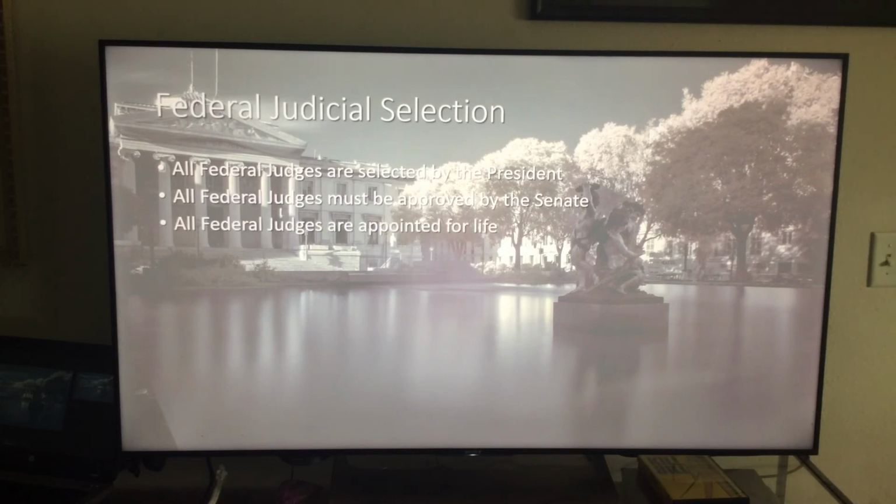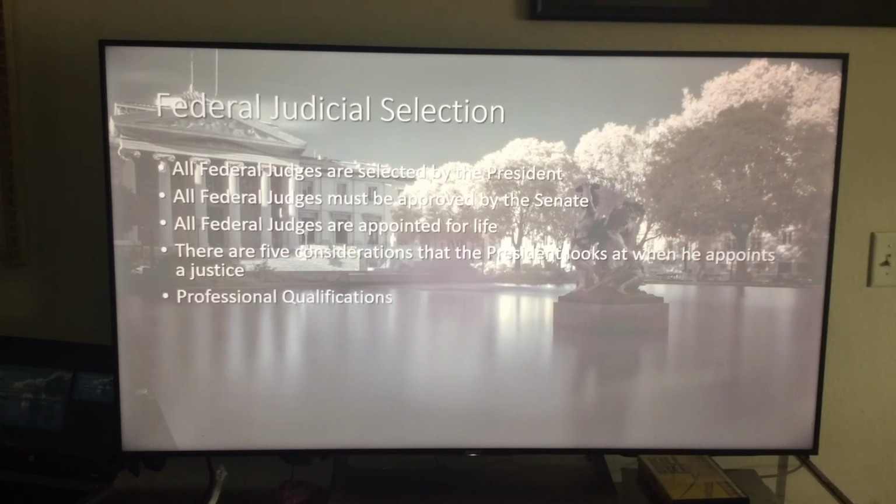All federal judges are appointed for life. So they're in for life until they retire or die. They are judges for life. They can be impeached as well. What do presidents look for when they pick a judge? So we're going to go through these quickly.